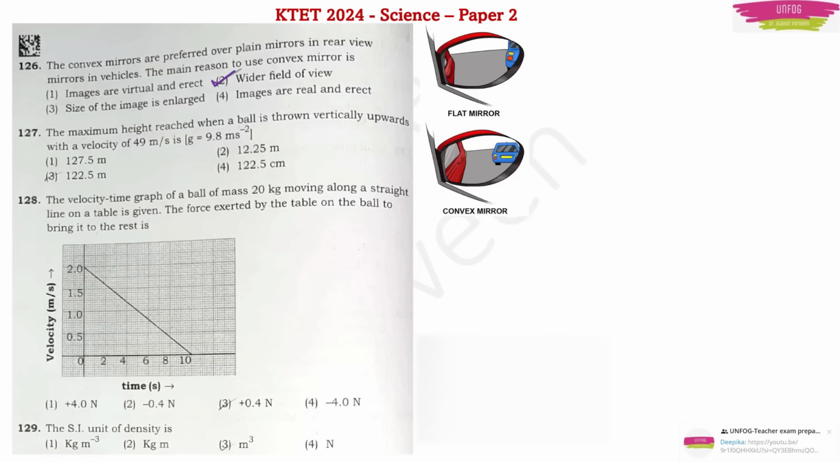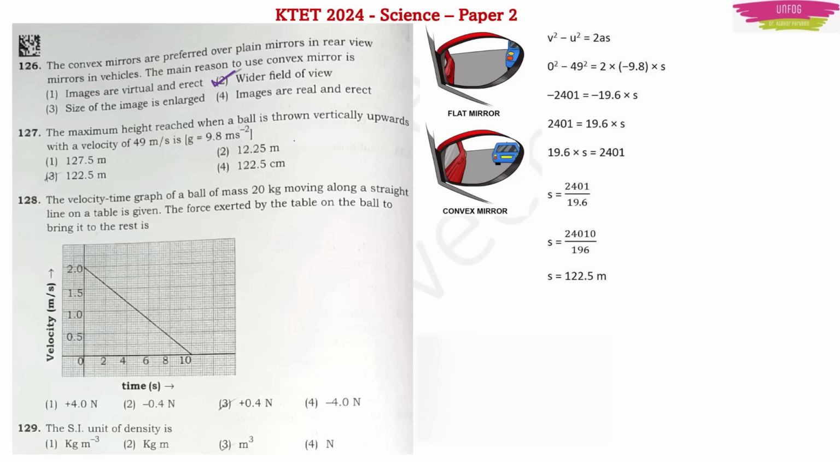Next question. The maximum height reached when a ball is thrown vertically upwards with a velocity of 49 meter per second is, so here they are telling to take the acceleration due to gravity as 9.8 meter per second square. So for this question you should understand that the ball is thrown vertically upwards. So the velocity, which will be the final velocity, is given as 49 meter per second and initial velocity will be 0. So our u will be 0 and v will be 49 meter per second.